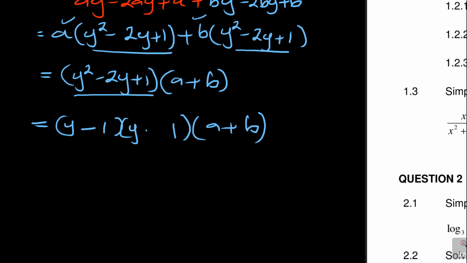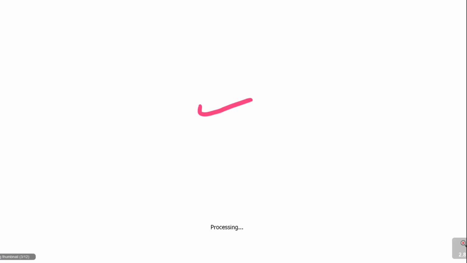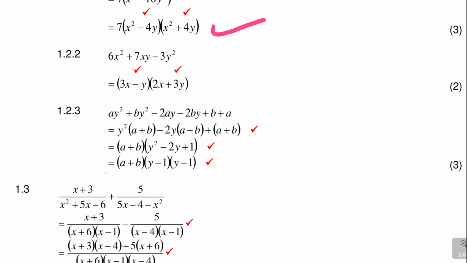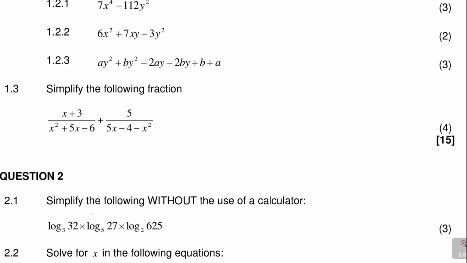So you put minus, minus. Then this becomes the answer, which is y minus 1 squared, and a plus b. Check on their solutions. A plus b, y minus 1, y minus 1. There it is, which is correct. Okay, let's look at the other one there.